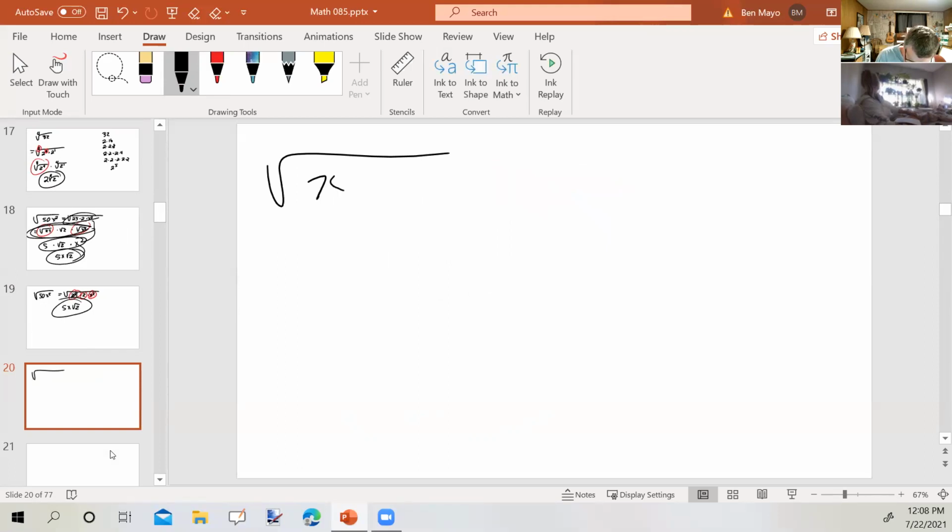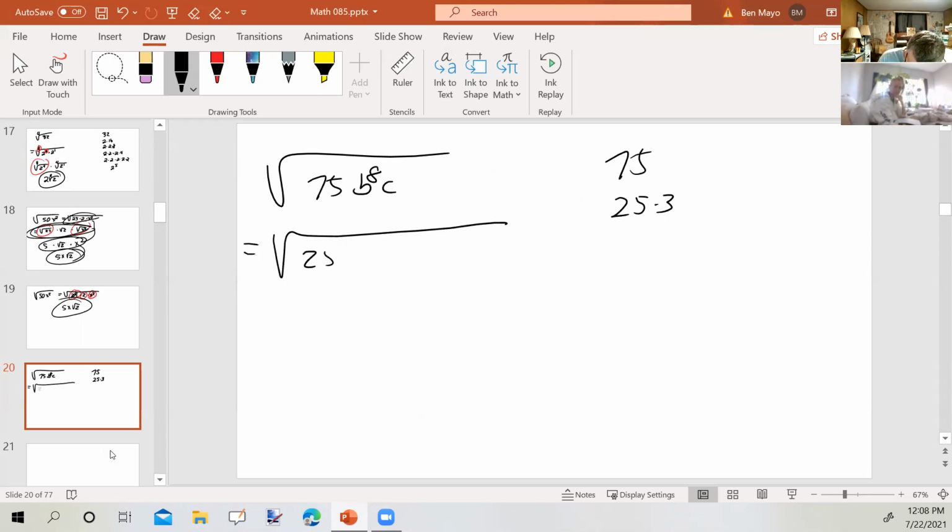Square root of 75 b to the 8th c. 75 is 25 times 3, right? And 25 is a perfect square. I could write this whole thing like this. I could go 25 times 3 times b squared times b squared times b squared times b squared times c.